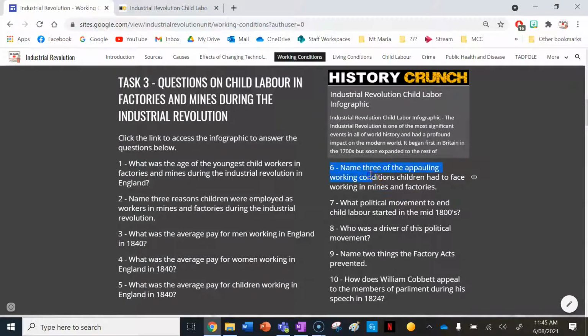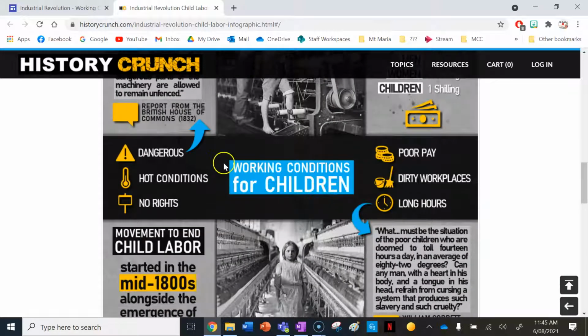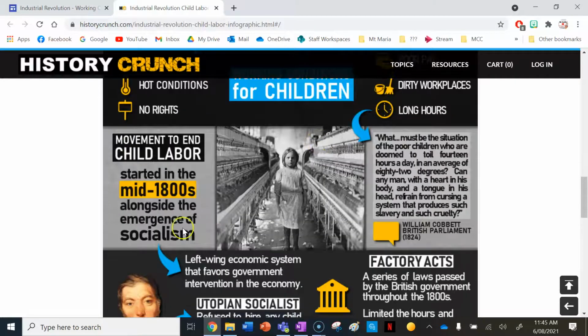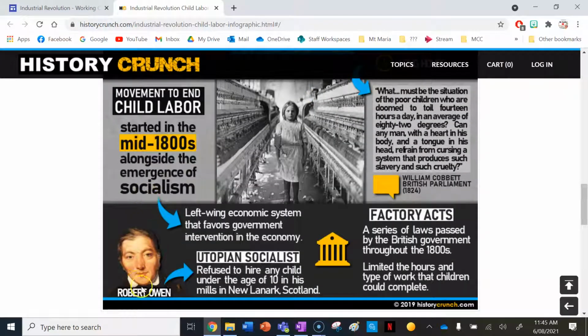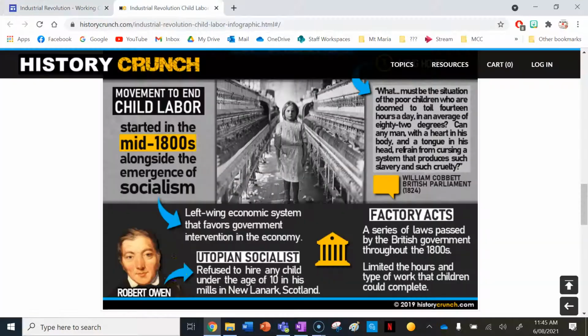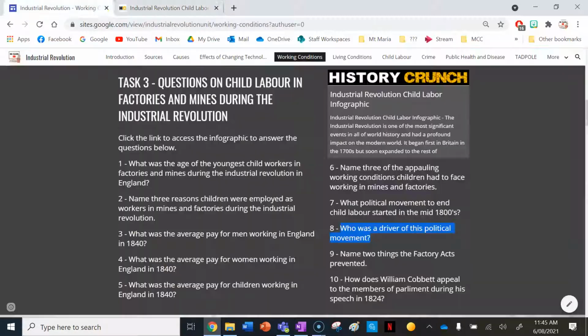Name 3 of the appalling working conditions children had to face working in mines and factories. So here we are. They were dangerous, they were hot, there were no rights, there was poor pay, they were extremely dirty, and they were extremely long working hours. You just need to write down 3 of those. What political movement to end child labour started in the mid-1800s? Here we've got that it is socialism, and Robert Owen was a big socialist as well. Number 8, who was the driver of this political movement? I just gave that one away, Robert Owen.